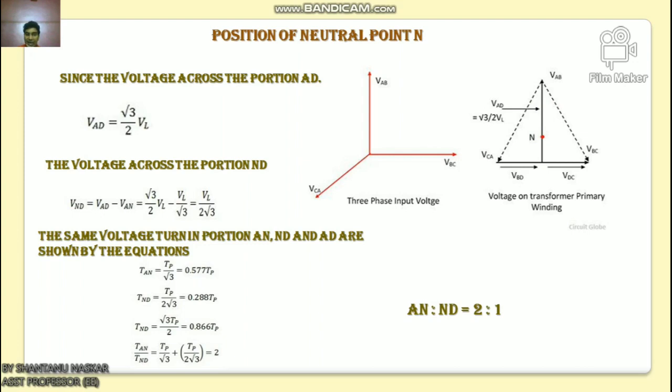So AN is to ND, this is A, this is N, this is D. AN is to ND equals 2:1.